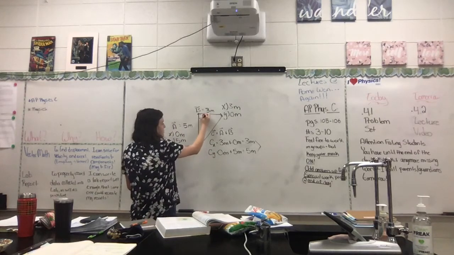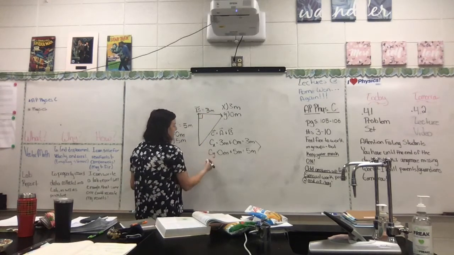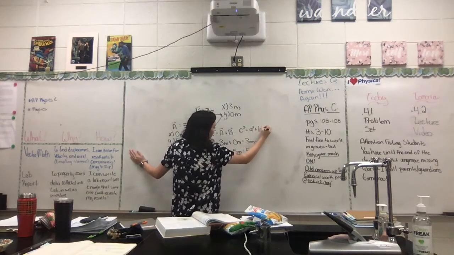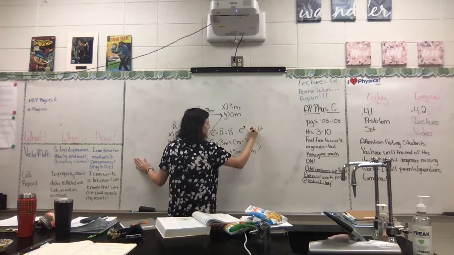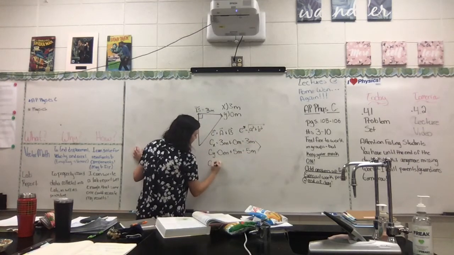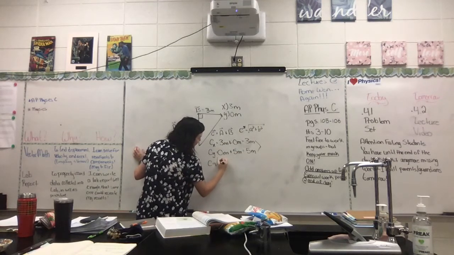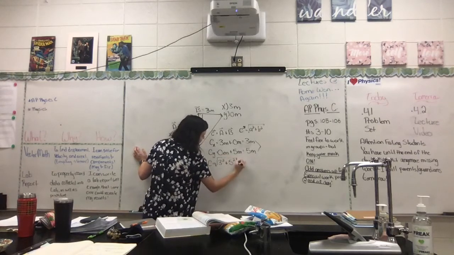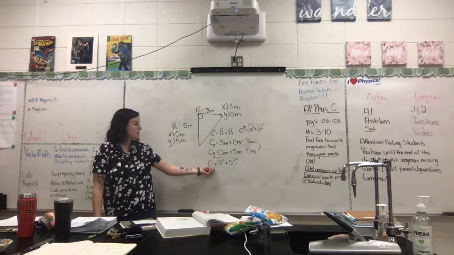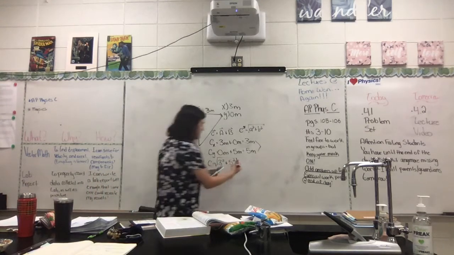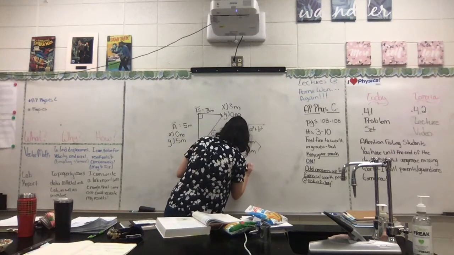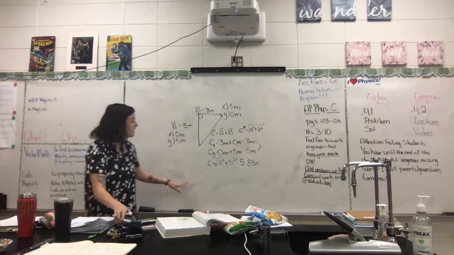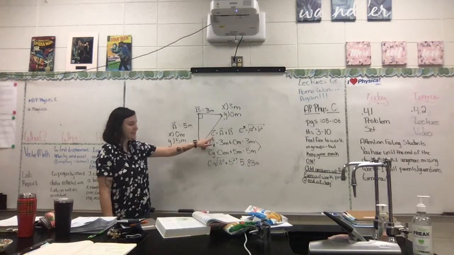And since this is a right triangle, we can use the Pythagorean theorem. So remember that the Pythagorean theorem is c squared equals a squared plus b squared. So to get c by itself, we want to take the square root. So to find the magnitude of vector c, we're going to do the square root of 3 squared plus 5 squared. And that's going to give us that the magnitude of c is equal to 5.83 meters. So that's our magnitude of vector c.